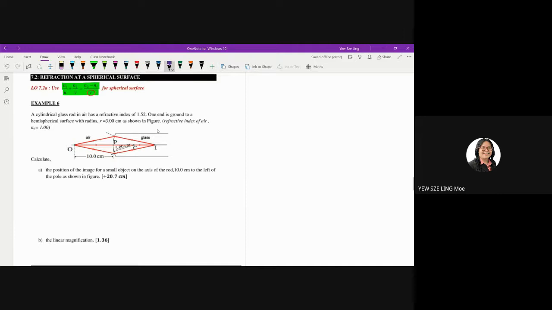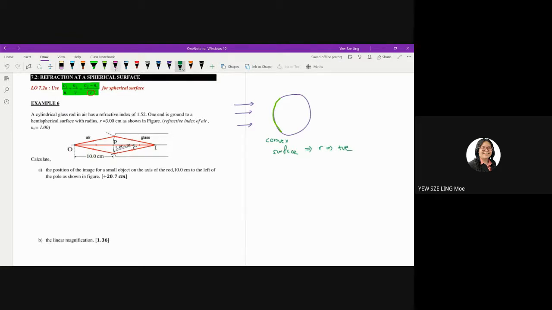Let's assume our light ray is coming from the left-hand side. If the light ray hits the outer surface of the sphere, for example like this one, this side is what we call the outer surface. So if it hits the outer surface of the sphere, then we call it a convex surface, and therefore the value of r is a positive value.